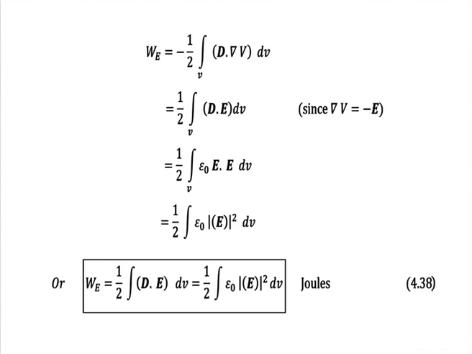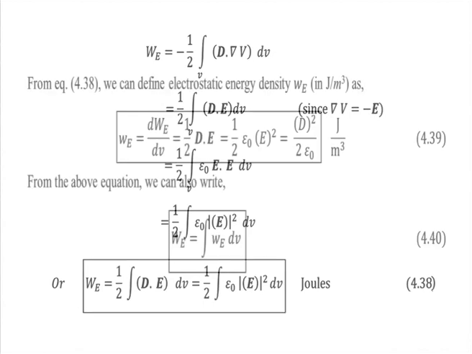Now, since gradient of V is equal to minus E, putting this value in the above equation, we get WE is equal to half volume integral of D dot E dv, and we can have other configurations like half of volume integral of epsilon naught into E dot E dv. And finally, we have equation 4.38 where we have the expression of WE in various formats as half volume integral of D dot E equal to half of integral of epsilon naught mod of E square dv.